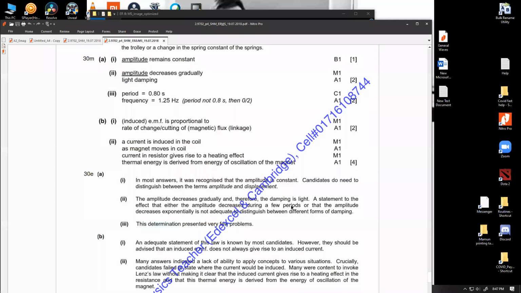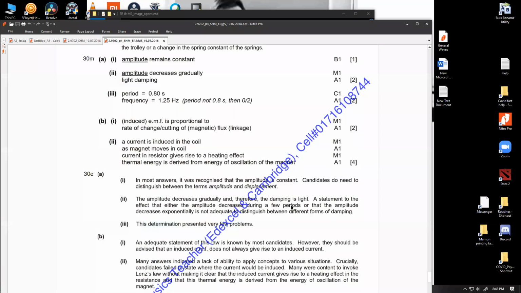Anyway, I would write the answer in this format. The oscillation continues, so it is not critical damping, neither heavy damping. Because in critical damping, the oscillation stops and the object comes back to the equilibrium position immediately. In heavy damping, the oscillation stops, the object does not come to the equilibrium position, stays a bit above, but the oscillation stops immediately. That's the first thing for critical or heavy damping.